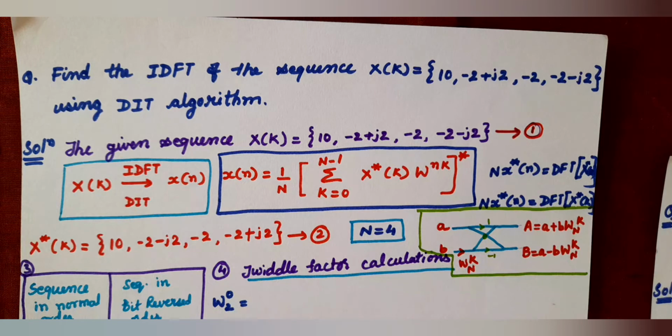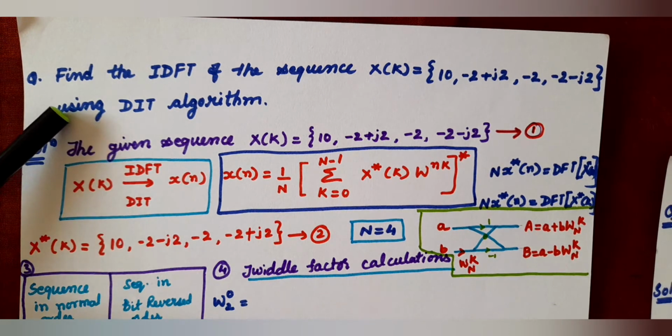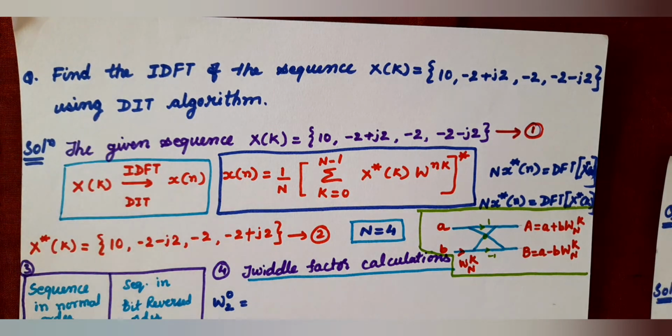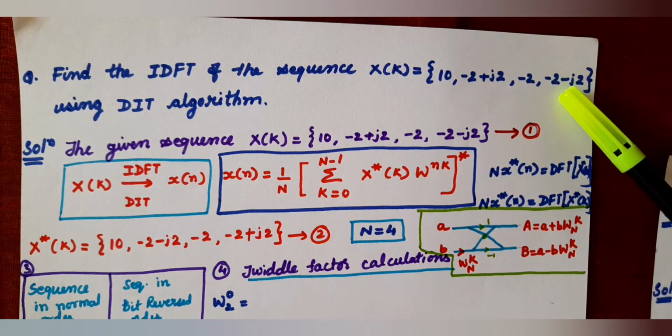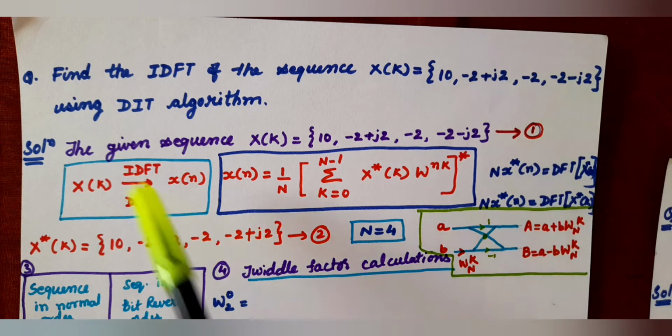Hello dear students, today the topic of the class is computation of IDFT using DIT algorithm, which I have explained using a problem. So let us start the problem. The given question is, find the IDFT of the sequence capital X of k is equal to 10, minus 2 plus j2, minus 2, minus 2 minus j2, using DIT algorithm.